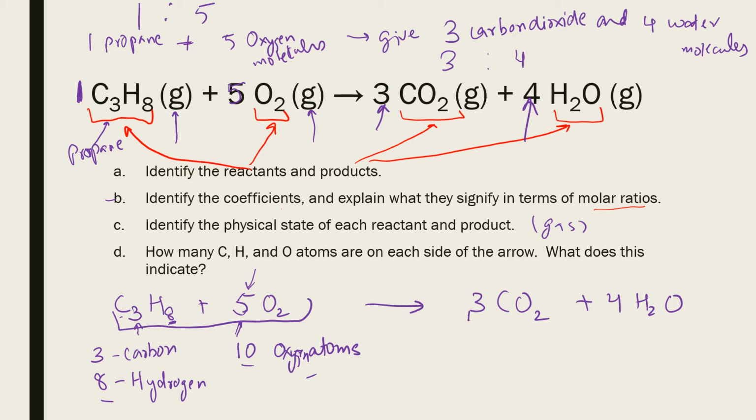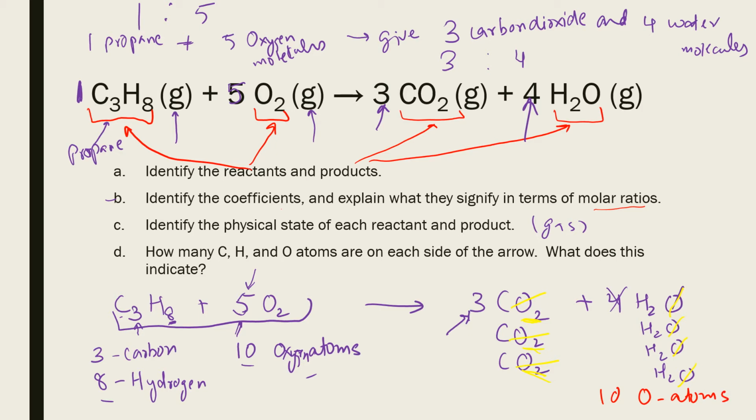Let's see how many we have on the product side. Again, this 3 represents that we have 3 CO2s. It means 1, 2, and 3 CO2s. And 4 water means that we have 4 water molecules. If we count, how many oxygens do we have? 1 here, 2 here, 3 here, and 4 here, and then the O2. So 5, 6, 7, 8, 9, 10. So the total is 10 oxygen atoms.